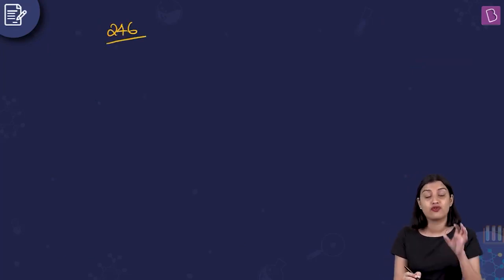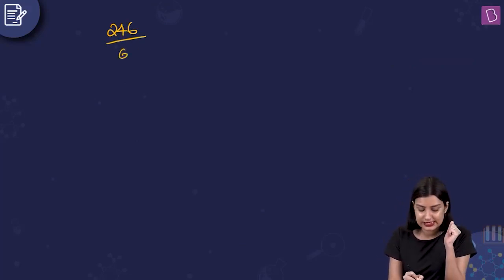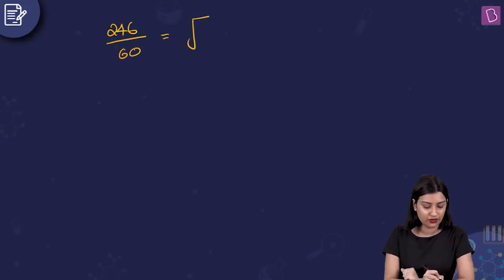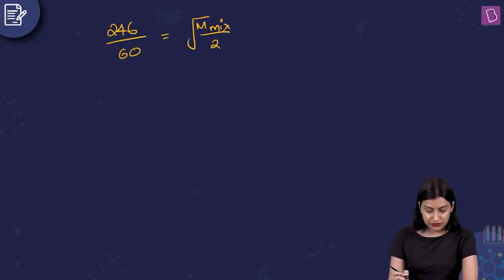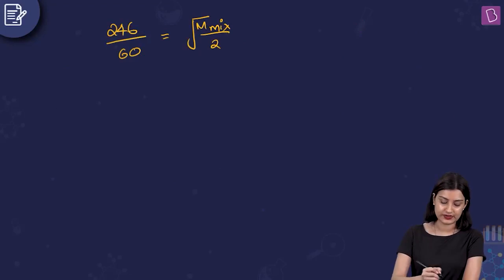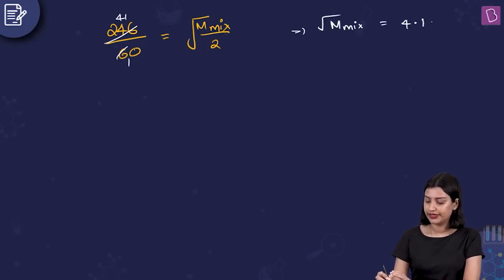So let's see, you have 246 seconds given as the time required for the mixture to effuse, and for hydrogen it was 1 minute or 60 seconds. This is equal to under root of molar mass of mixture divided by molar mass of hydrogen, which is nothing but 2 gram per mole. Good. So now we'll cancel things out. This will go once, this will go for 41. So you have under root of molar mass of mixture is equal to 4.1 into root 2, square it.